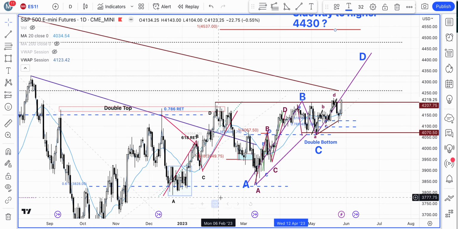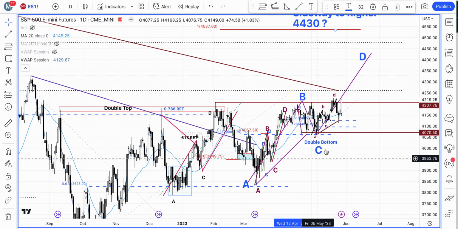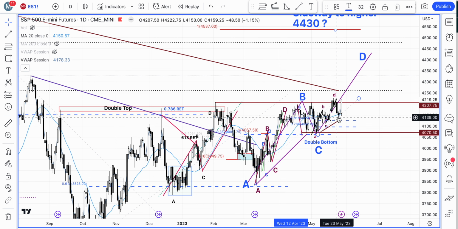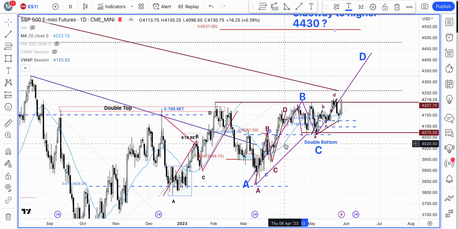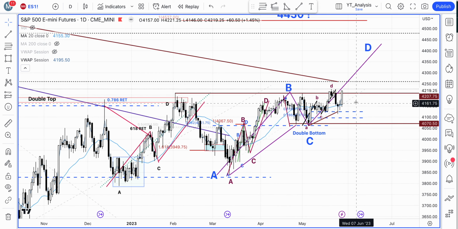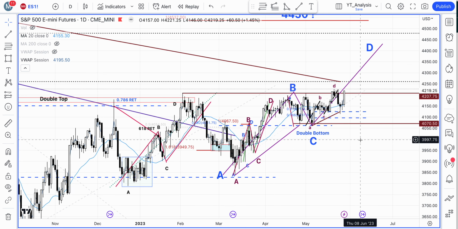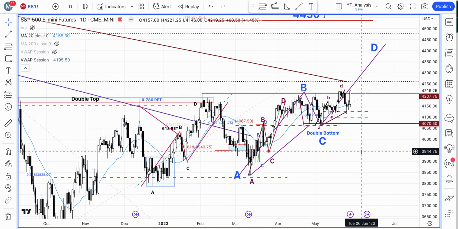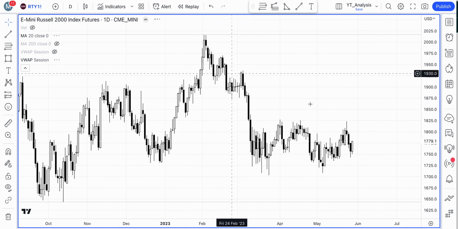So although we have this ABCD formation, the momentum is strong as the price actually found support from the 20-day moving average highlighted in blue right here. What we also have to be watching is this key resistance coming in at 61.8% Fibonacci retracement around 4260. Also, let's take a look at small cap Russells.